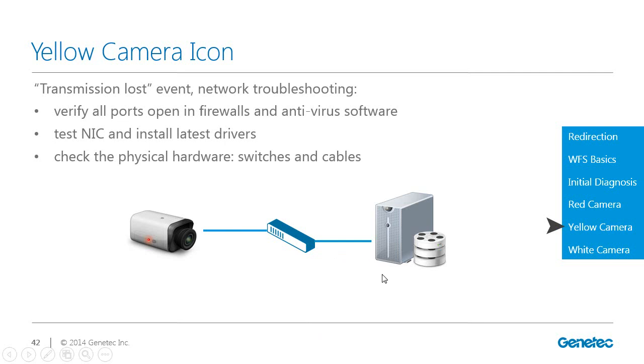Once we've found the culprit and rectified the situation, we should see the camera icon in white, and we can go back and take a look in the security desk for video. If we're still getting a waiting for signal message, we're going to move on to the last section.